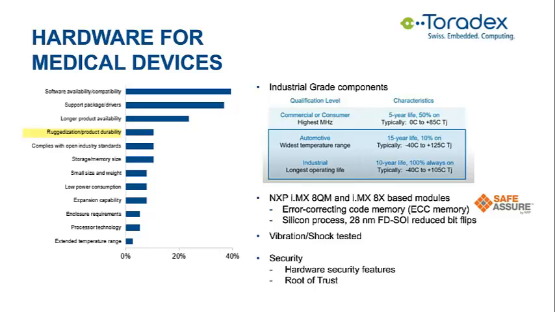Some of our modules with the i.MX8 QuadMax or the i.MX8X, that's an application processor from NXP, also feature error correcting memory, which increases the reliability and makes it easier to comply with functional safety standards. These SoCs are also manufactured in a 28 nanometer FDSOI process, which creates a chip which is more resilient to bit flips. If your product needs ruggedization, it's a good idea to check with the hardware vendor if they do any vibration testing or other tests, showing that they can withstand that abuse.